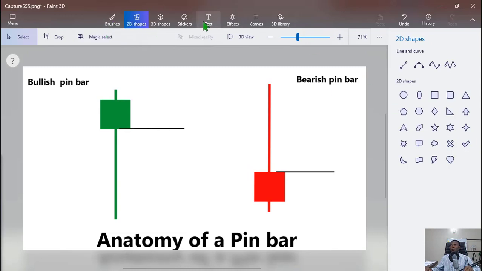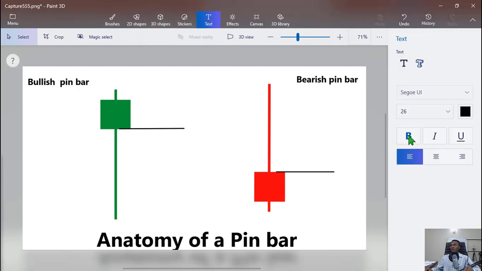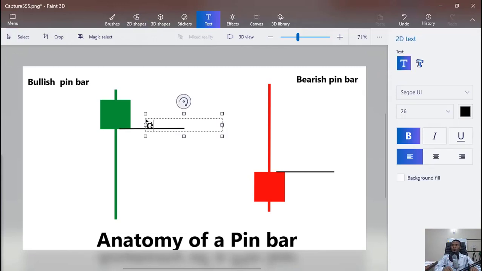Let's quickly tag this right here. This is the opening of this bar. Here's the opening. So the neckline is the opening level. I'm just going to move this up a little bit. This is the opening. Good. So this is the opening of this bar.